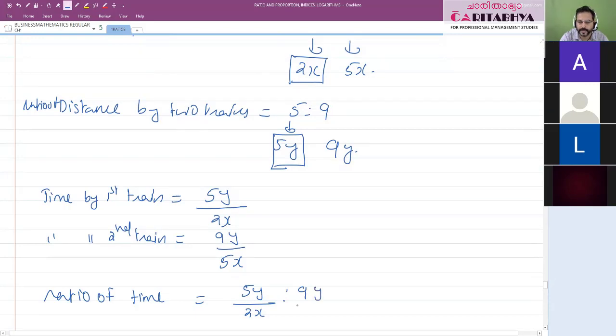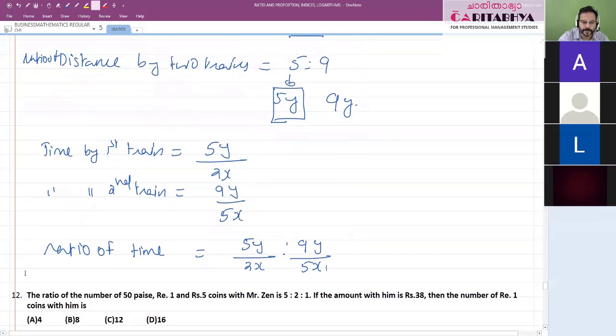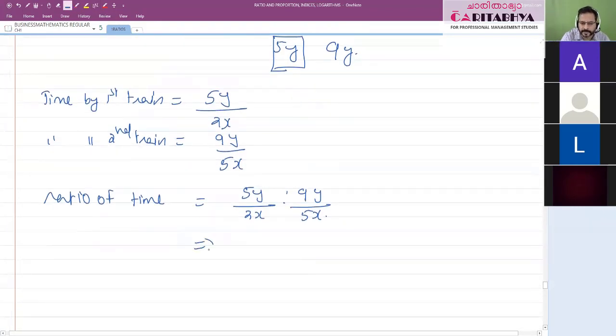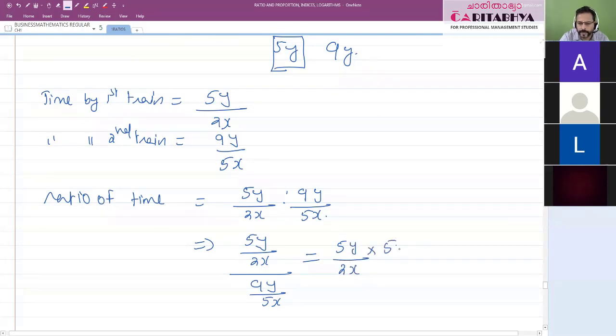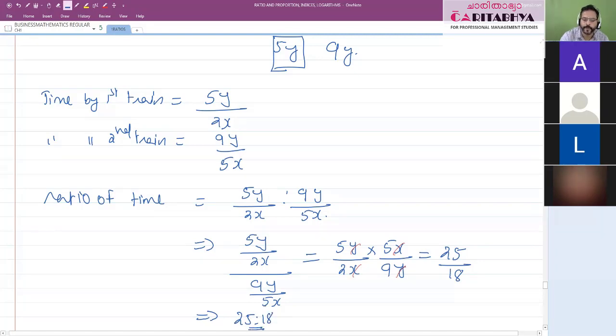5y divided by 2x is to 9y divided by 5x. Now ratio means division. So this can be written as 5y divided by 2x, the whole divided by 9y divided by 5x. Division by a fraction: multiply by the reciprocal, 5y divided by 2x into 5x divided by 9y. So y and y get cancelled, x and x get cancelled. Then 5 into 5, 25, divided by 9 into 2, 18. Therefore, the ratio will be 25 is to 18.